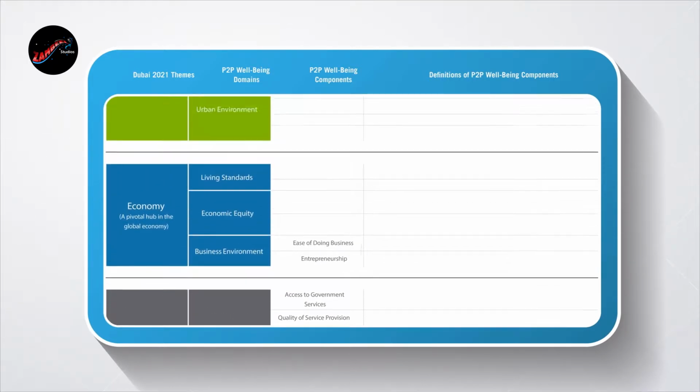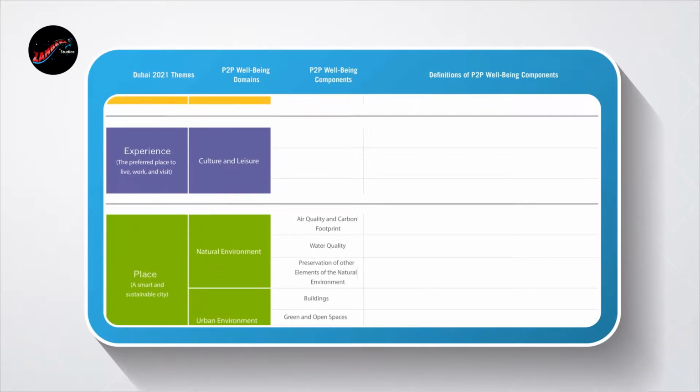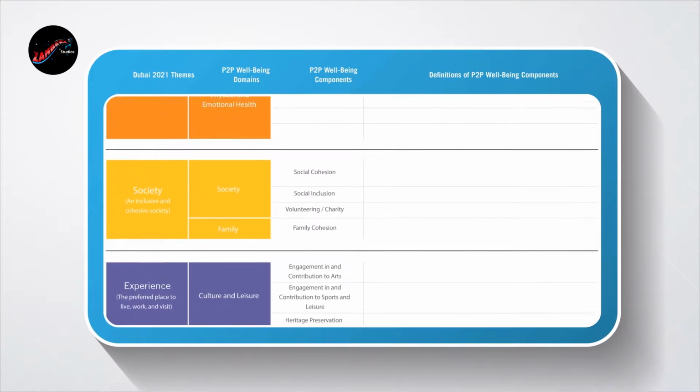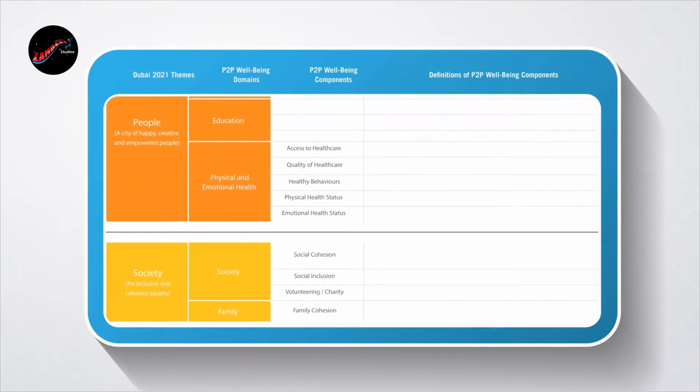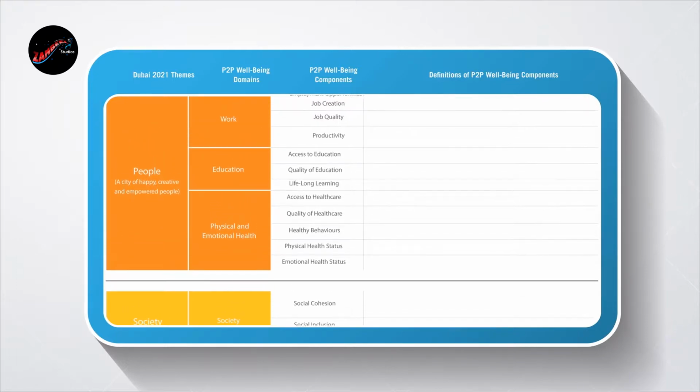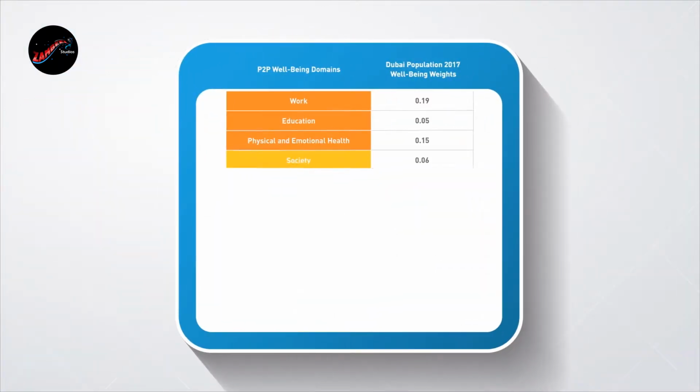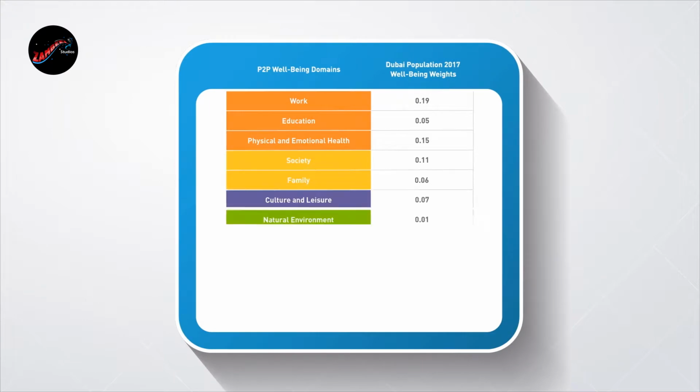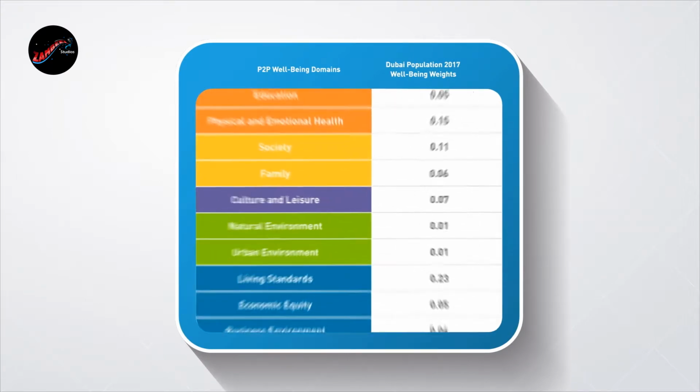These domains have been mapped to 37 components that constitute the key enablers to derive a well-being coefficient for Dubai. Each of these domains has a certain weight which has been derived based on its well-being impact within the Dubai context.